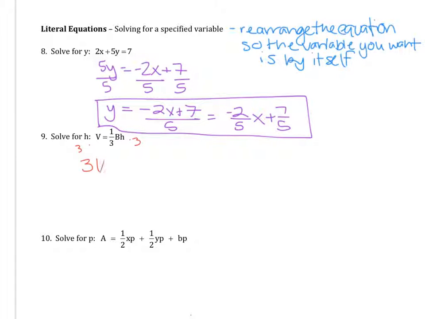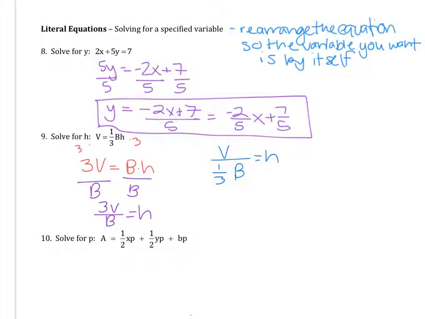So now I've got 3v equals b times h. And now the easy part, just go ahead and divide by that big B. So we have 3v over b equals h. Now, I am going to put a note here that it would not be correct if you did not know how to get rid of your fraction and left 1/3 in the denominator. That's not okay. We do not want to have fractions within fractions. So you do need to know to undo fractions with the reciprocal.